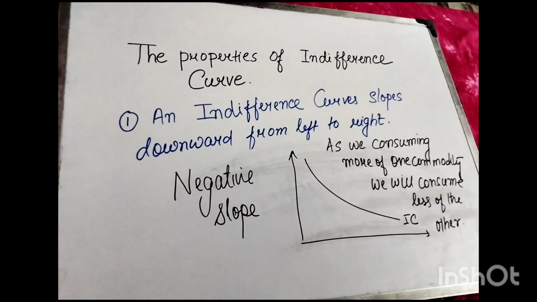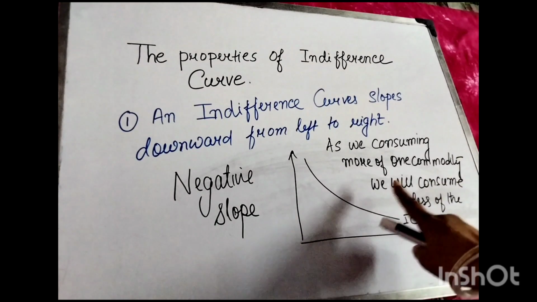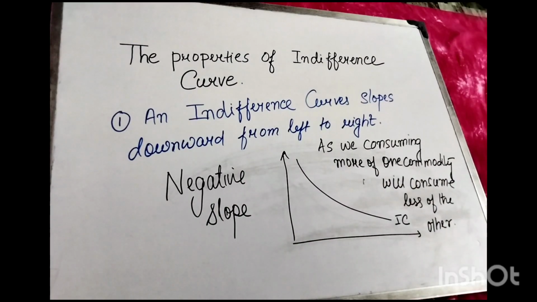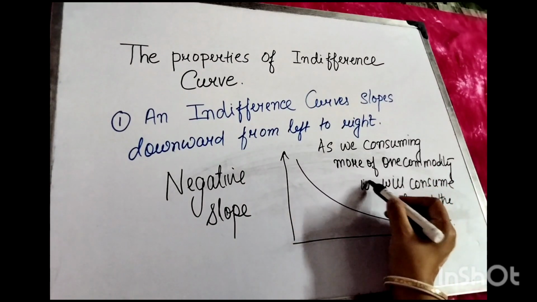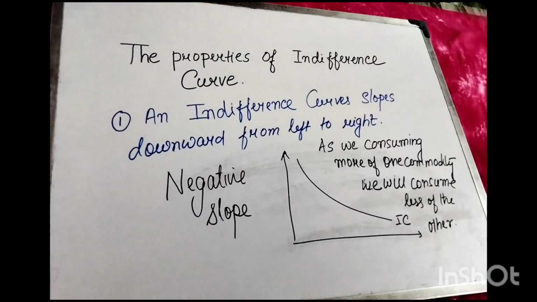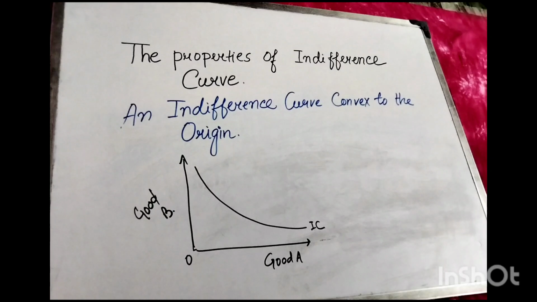This follows from the assumption that if the consumer consumes more of one commodity, then he will have to consume less of the other. Now we move on to the next property.